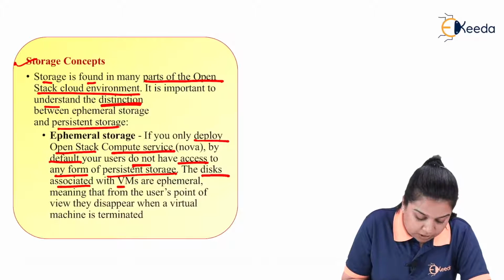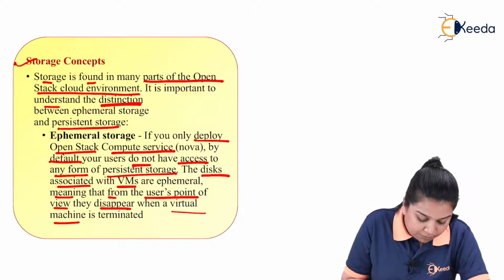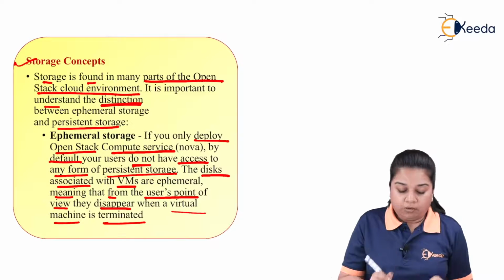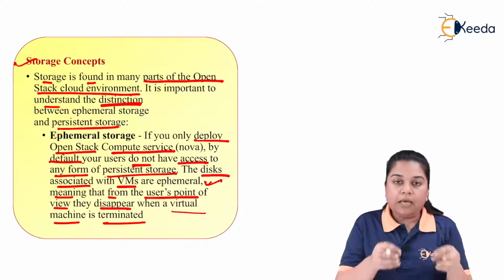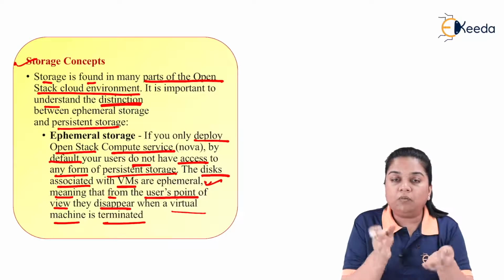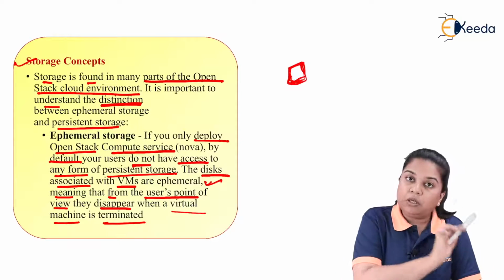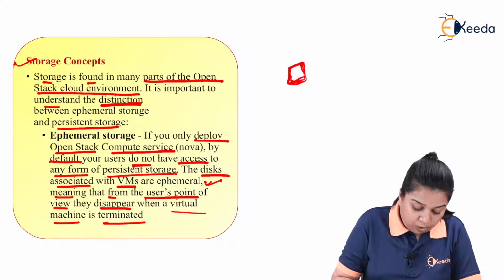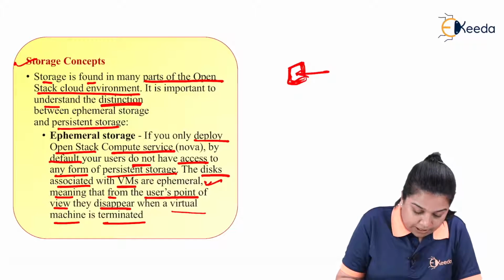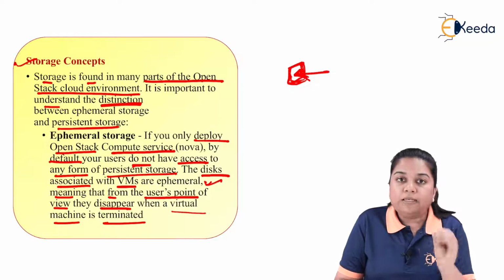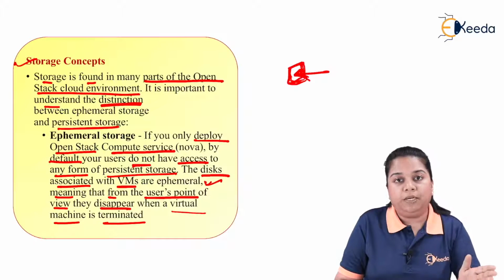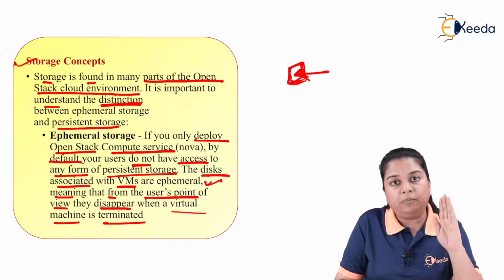The disks associated with virtual machines are ephemeral, meaning that from the user's point of view, they disappear when a virtual machine is terminated. Ephemeral means the disks are associated with the virtual machine. Say, for example, the user is working in this particular storage. From the user's point of view, it will disappear as soon as the virtual machine is terminated. That means it will no longer be available to the user.